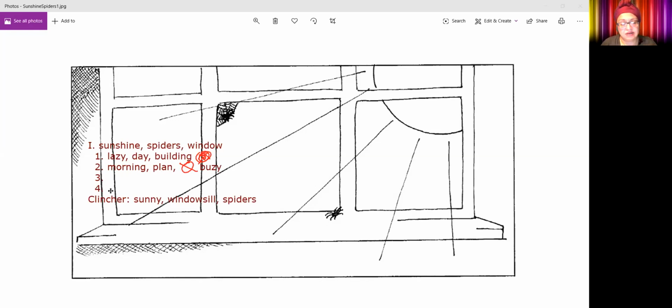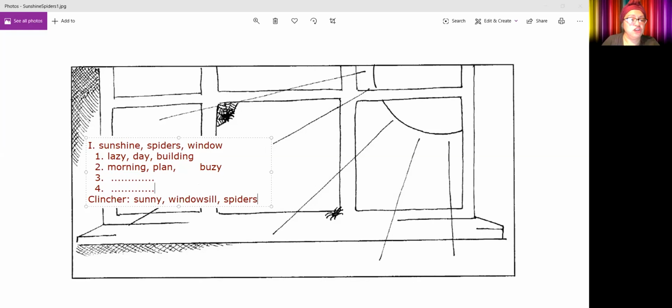Notice I didn't write in my keyword outline for number 3 and number 4. That was just to get you started. Here we can do dot, dot, dot, dot, dot. So you know that you're not going to leave that blank, but you're going to fill in the keyword outline for that.